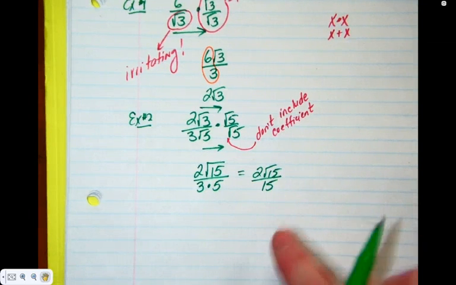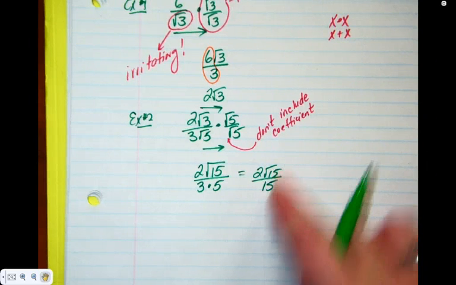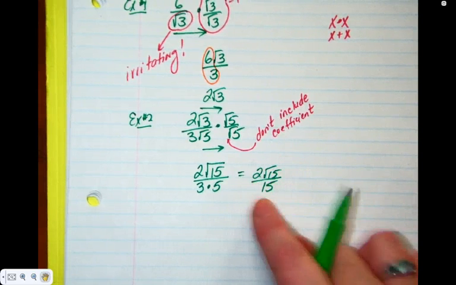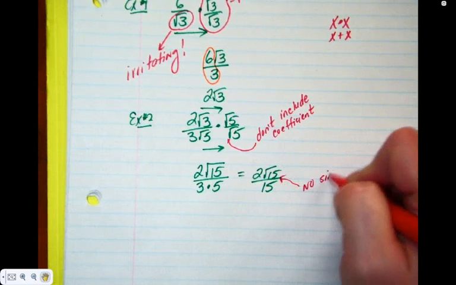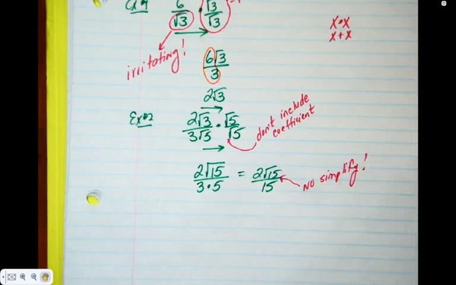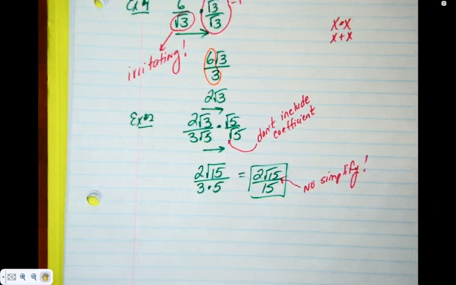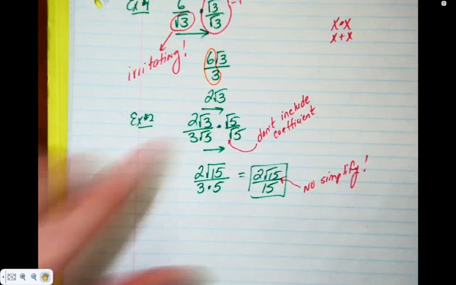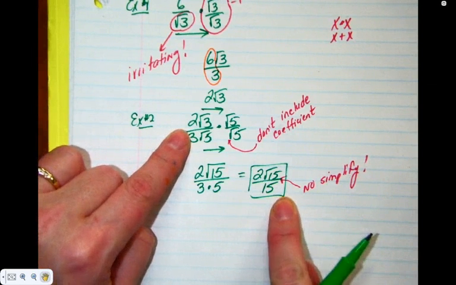You cannot cancel a radical with a coefficient or a whole number. You cannot simplify root 15 over 15. So just make yourself a note: no simplify. You can simplify coefficients. You can simplify a radical with a radical. You cannot simplify a radical with a whole number. So what's our final answer? This is it: 2 root 15 over 15. And if on our calculator we were to put in our original question and this new answer, they're the exact same value. They just look different. That's all.